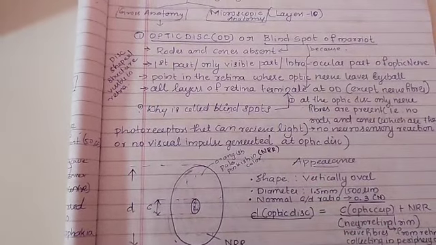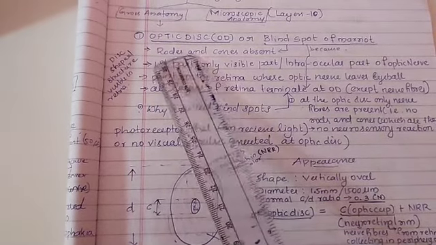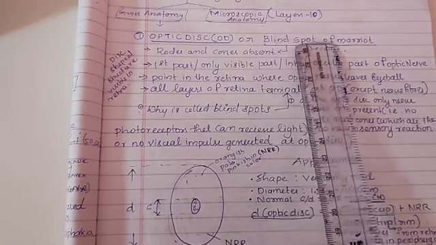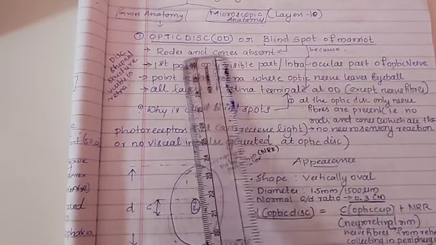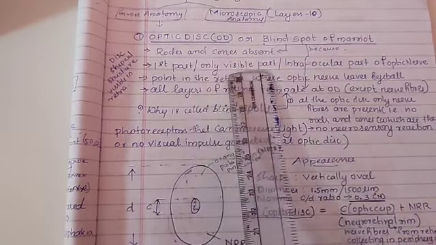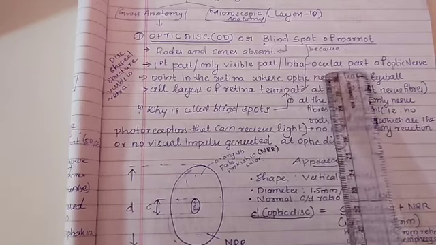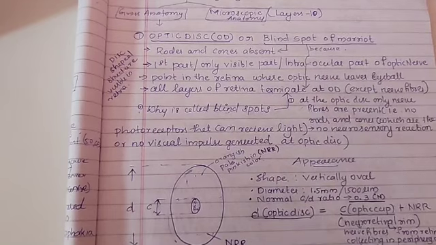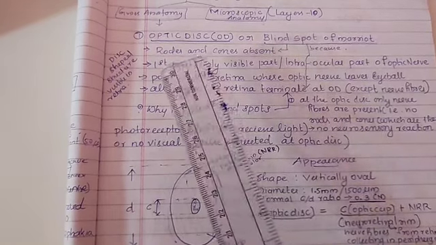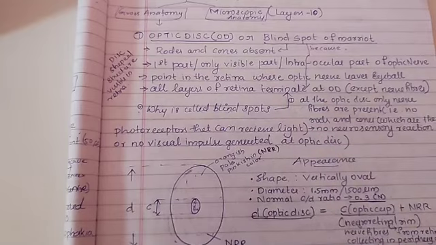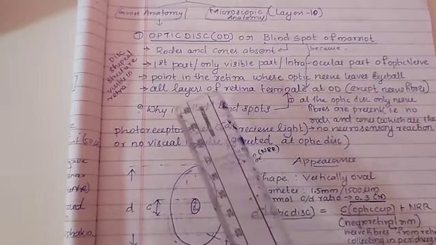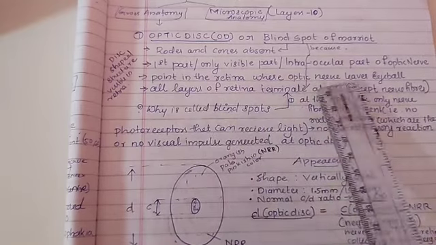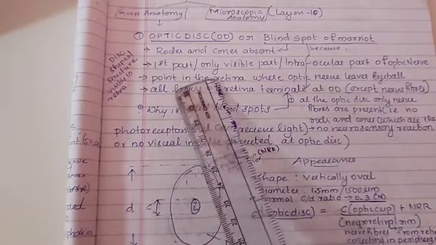We are discussing the structures of the optic disc. You know that the rods and cones are absent. Blind spot means that here in the optic disc the rods and cones are absent, and this is the first part, or the only visible part, that is the intraocular part of the optic nerve. It is the point in the retina where the optic nerve leaves the eyeball.